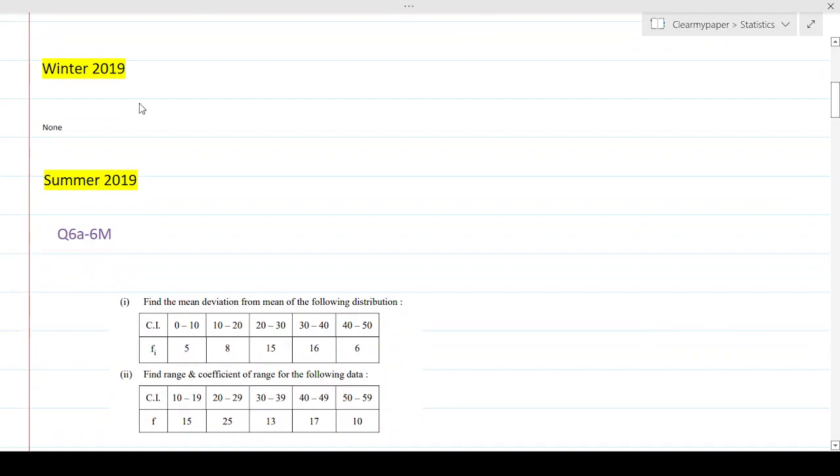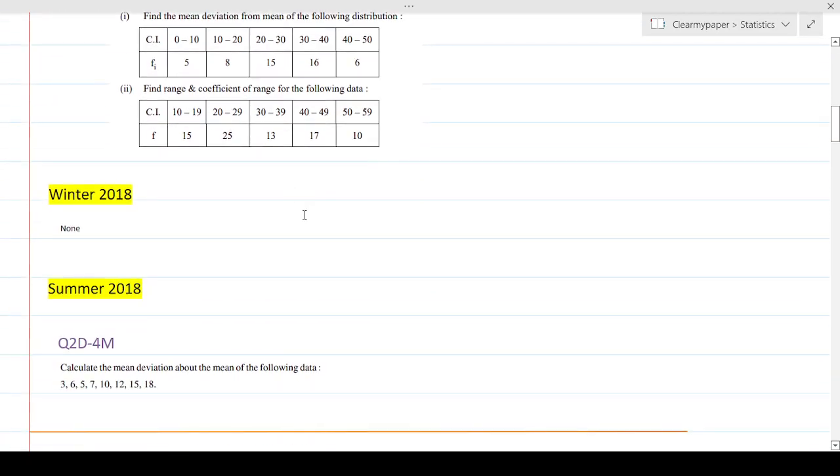We did not have any question in winter 2019. We had one in summer 2019, and we had one in summer 2018, I think. So none in winter 2018 also. So we'll just talk about these two problems.